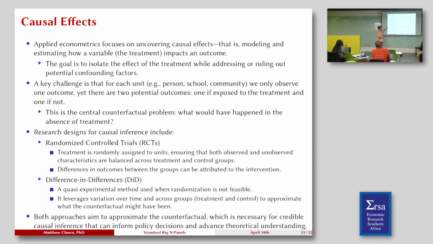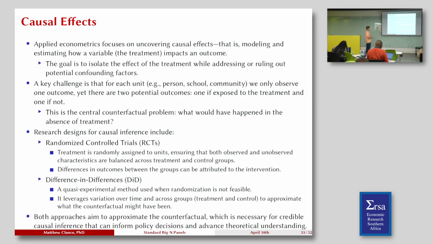So basically, we observe one outcome, yet there are two potential outcomes. One if exposed to the treatment, and one if not. So this is the central counterfactual problem. What would have happened in the absence of treatment? Okay? This is where we get into those techniques that everybody likes to use, but some of the assumptions that go into them are a little bit more difficult to support.